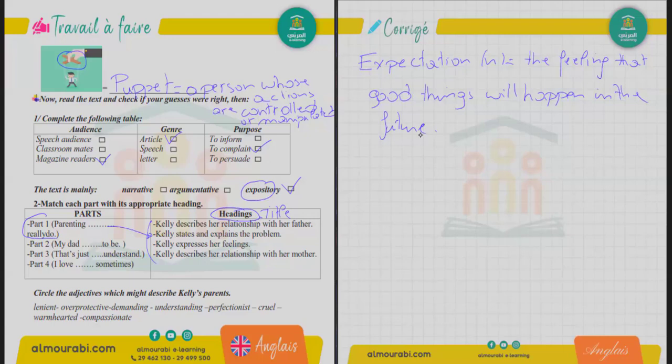هذه part 1. part 2 اللي تبدأ من my dad حتكشي to be. So from my dad till to be. What's the heading for this paragraph? Kelly describes her relationship with her father. C'est très évident ici que part 2, le paragraph 2, it's about her relationship with her father, all right? It's about her relationship with her father, which is in conflict. نحكيو على father لهنا.